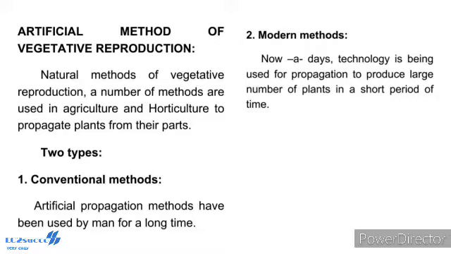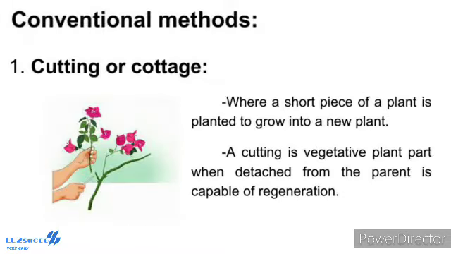In comparison, in the modern method, technology is used nowadays for propagation to produce a large number of plants in a short period of time. That method is called the modern method. So the first method is the conventional method. Conventional method means artificial propagation methods that have been used by man for a long time.